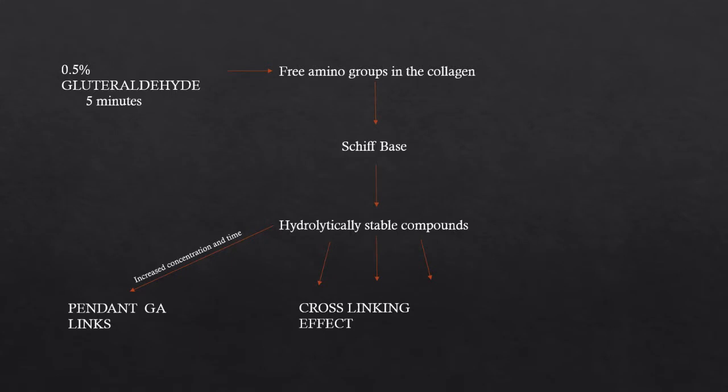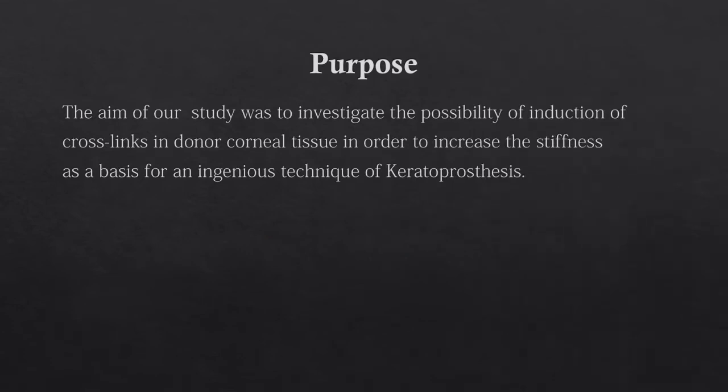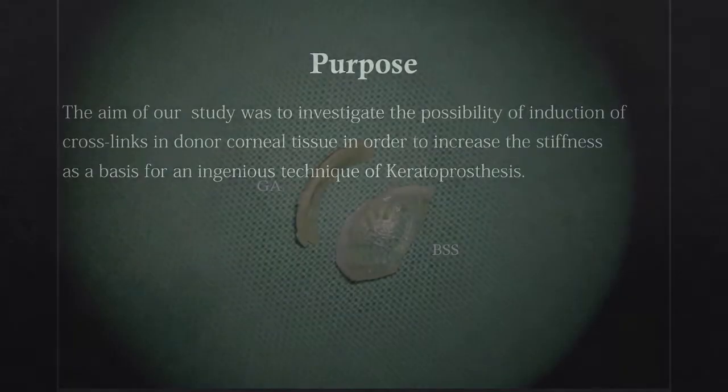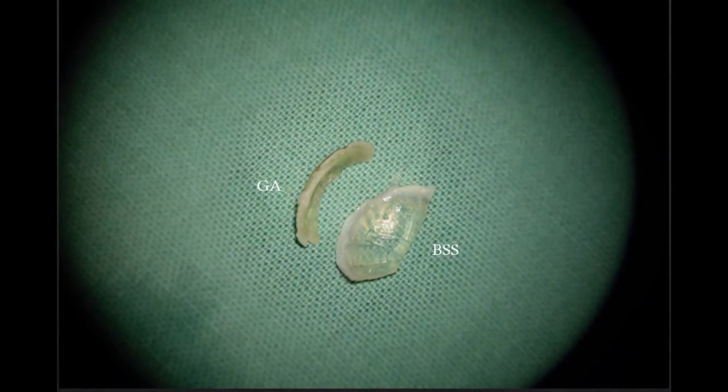Glutaraldehyde is allowed to react with the free amino groups in the collagen. When this happens, Schiff's base is formed. Schiff's base produces hydrolytically stable compounds which cause the cross-linking effect. When you increase the concentration and the exposure time, glutaraldehyde forms pendant GA links, and these are weak links and have no cross-linking effect. The purpose of our study was to investigate the possibility of induction of cross-links in donor corneal tissue in order to increase the stiffness as a basis for an ingenious technique of keratoprosthesis.